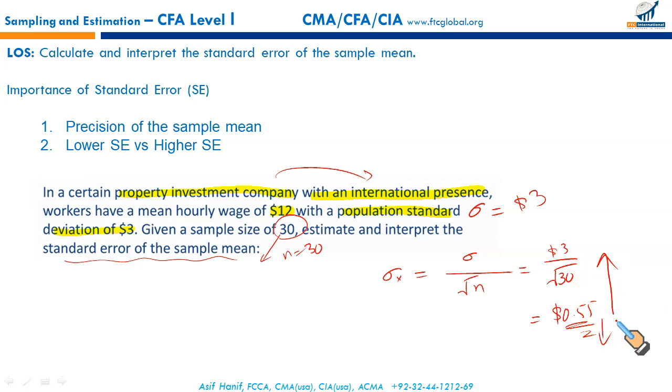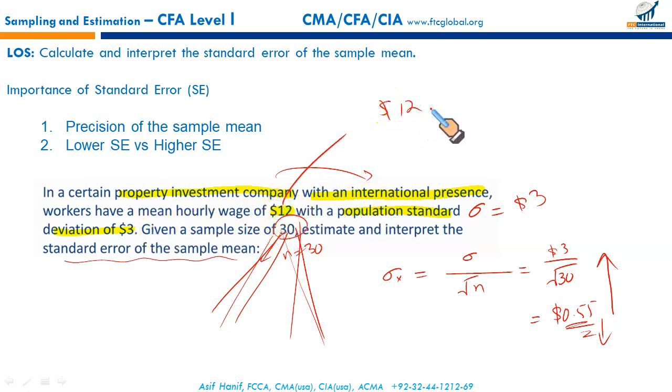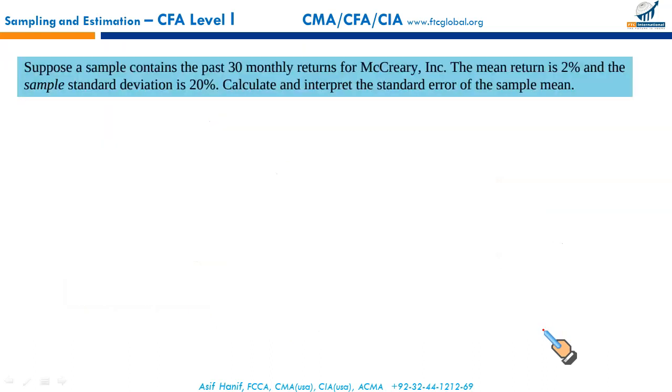Or in other words, we can give it this way. This means that if we were to take many samples of 30, we would get a distribution with an expected mean of 12, and standard deviation of 3, the standard error would be 0.55. That's the basic idea. Smaller, the better, the more precise is the estimation. Larger means less precise. Now let's do another question to enhance our understanding.